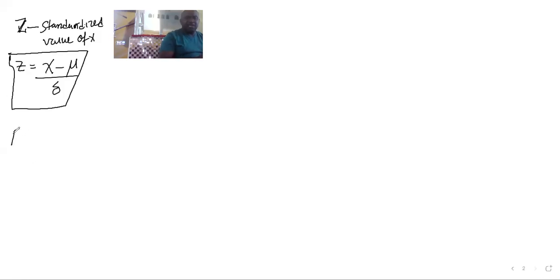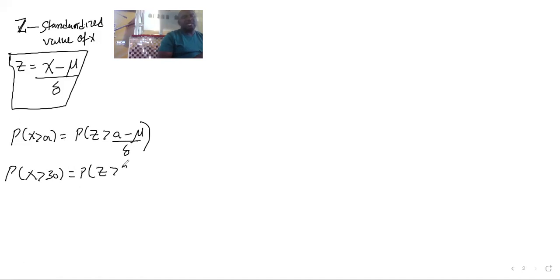Now, if I have probability of X is greater than A, it means it is probability of Z greater than A minus the mean mu out of sigma. For example, if I had probability of X is greater than 30, it means it is probability of Z greater than 30 minus the mean mu out of sigma. The values given will be in position to compress the value of X you had to Z, which lies between negative 3 and positive 3. So that's how standardization works.